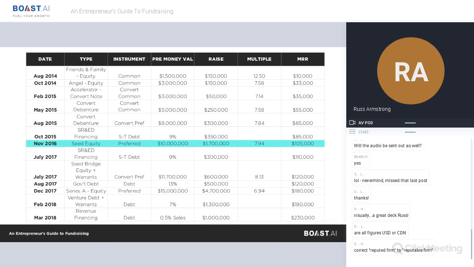So after SR&ED financing, to keep the ball rolling with the company, we did a preferred round, a seed equity preferred round where our multiple continued to stay in line around that 8 mark. It really depended on the growth, the time, and the amount of interest you got from different investors. I would note that during this process, there were other term sheets being worked on the side from multiple players, and picking the best one was obviously part of the strategy of leveraging it to get the best deal you possibly could.